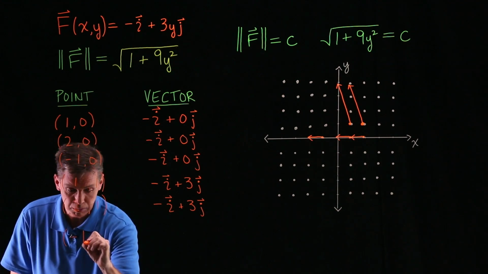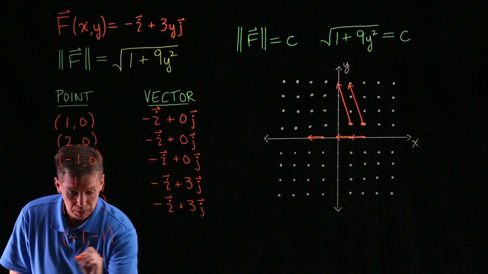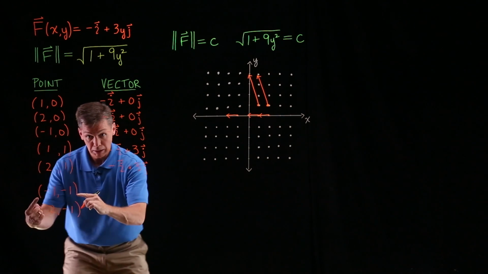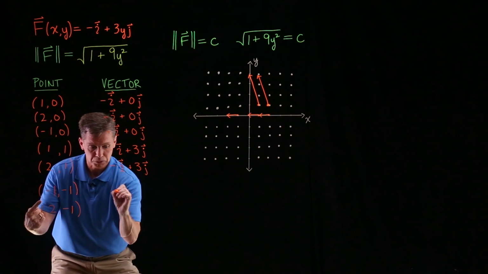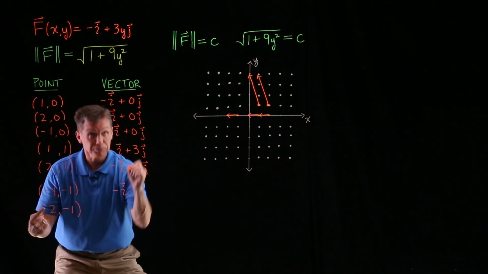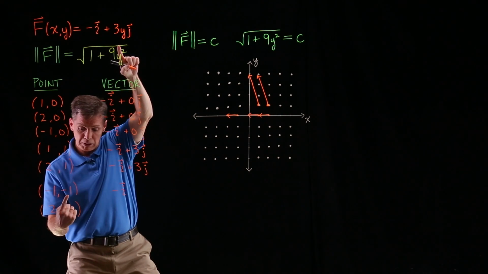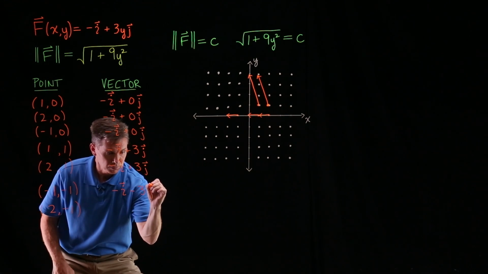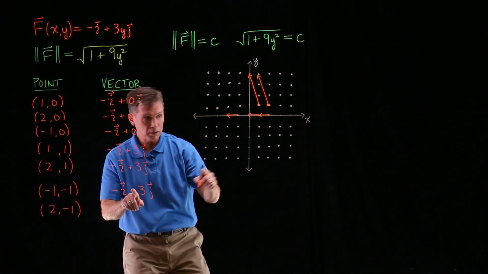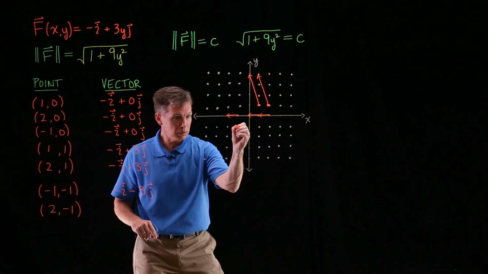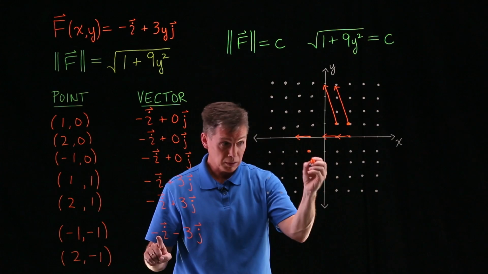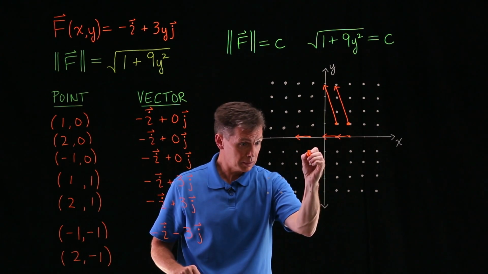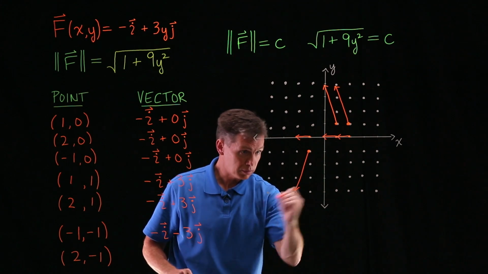I'm going to go for 2 more because I want to draw 2 more places where I have a different y value. Let's say (1, -1), and then maybe (2, -1). I'm plugging x, y into the f equals, so I'll get -i again, plus 3y, but this time my y is -1, so that's going to be -3j. And let's draw that one. (1, -1) has an initial point there, 1 to the left, and then 3 down. So 1, 2, 3. I'm looking at that vector.